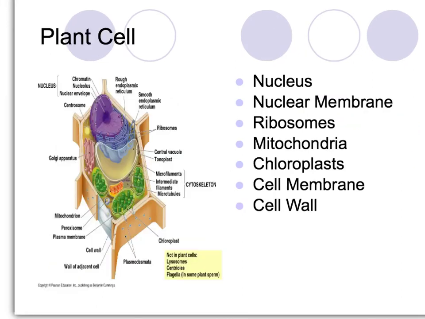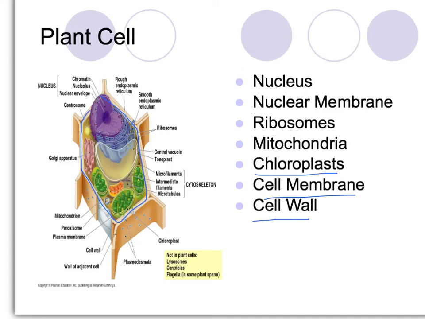All right, this is a picture of a plant cell. You can see it's more blocky. The main reason for that is because plant cells have what we call a cell wall to help hold their shape. They also have a cell membrane. It's a little bit harder to see in this picture, but you can see there's kind of a layer on the inside here. And that layer is the cell membrane.